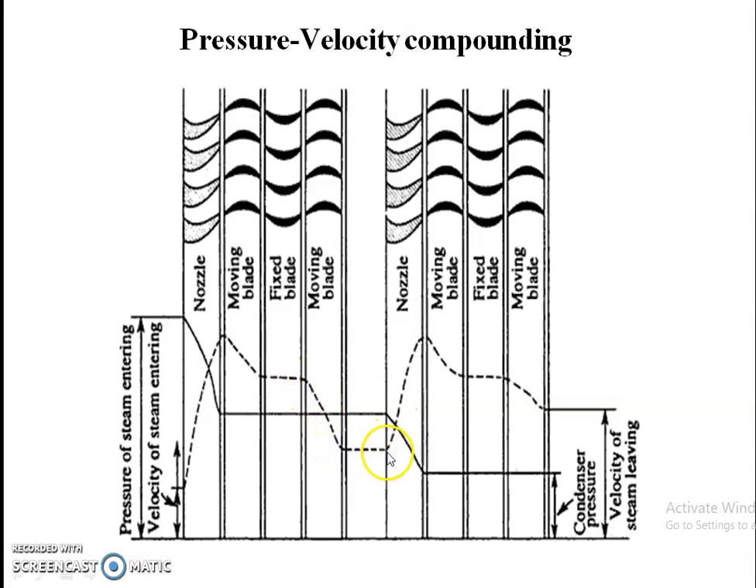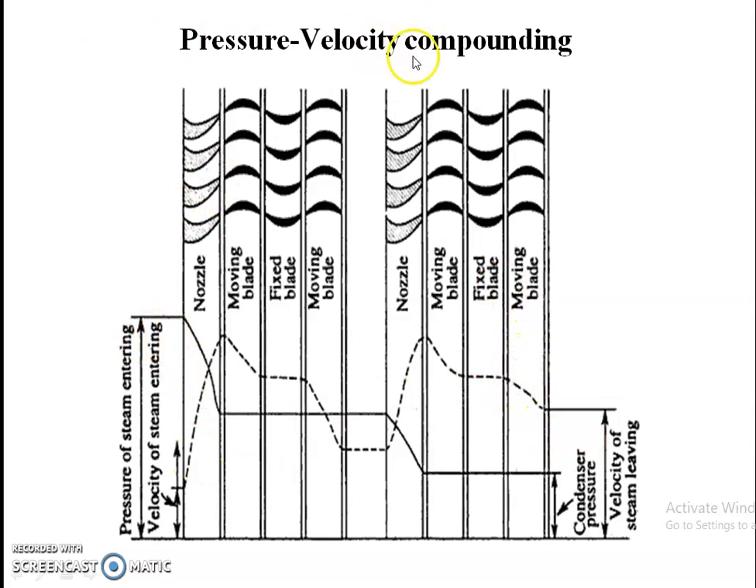Then the steam goes to the right hand side turbine, where the velocity of the steam is increased in the nozzle section. Again in the moving blade the velocity is decreased. In the fixed blade there are no changes. Again the steam goes to the moving blade and the velocity decreases.